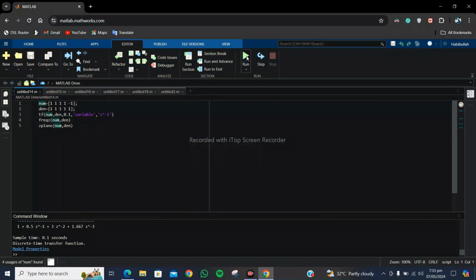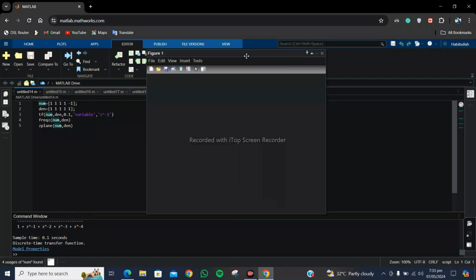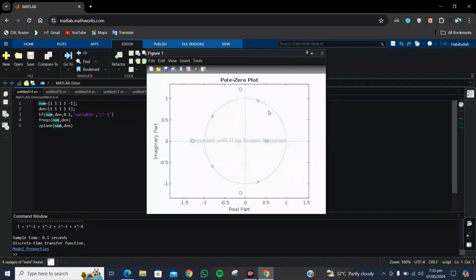I'm going to run this task. There are four poles, and all four are on the boundary line of the unit circle, and they are conjugate to each other. So this is not stable, but a marginally stable system. So moving towards the next task.